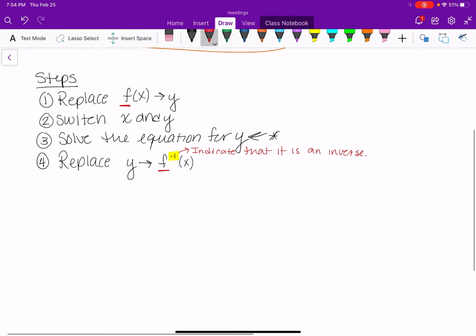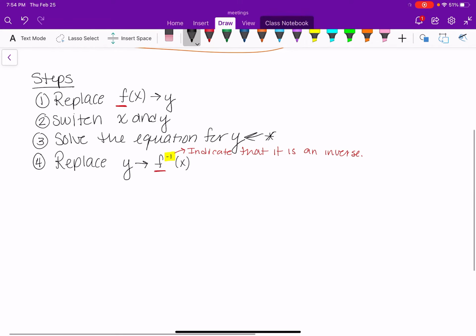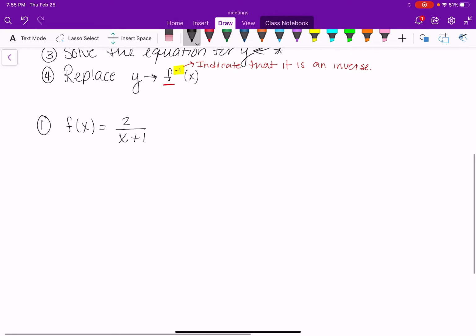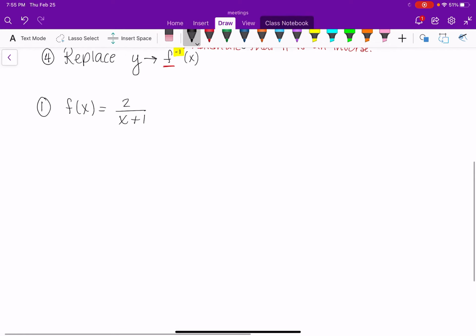Okay, so now let's do a couple of examples. I picked some out of Hawks for you guys. So number one, we're going to find the inverse of f of x equal to 2 over x plus 1. Working through this, the first thing we're going to do is take this f of x and switch it with y. So y equals 2 over x plus 1.